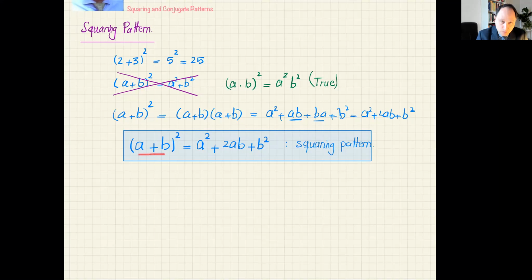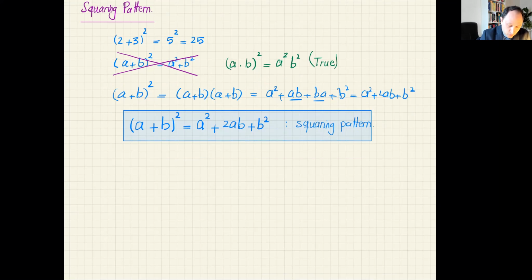Whenever you have the sum of two terms to power 2, if you want to expand it, a squaring rule or a squaring pattern tells you to do it in this way. Take the first one, square it, multiply 2 by the first one by the second one, and then finally square the last one. This would be the answer to your problem.